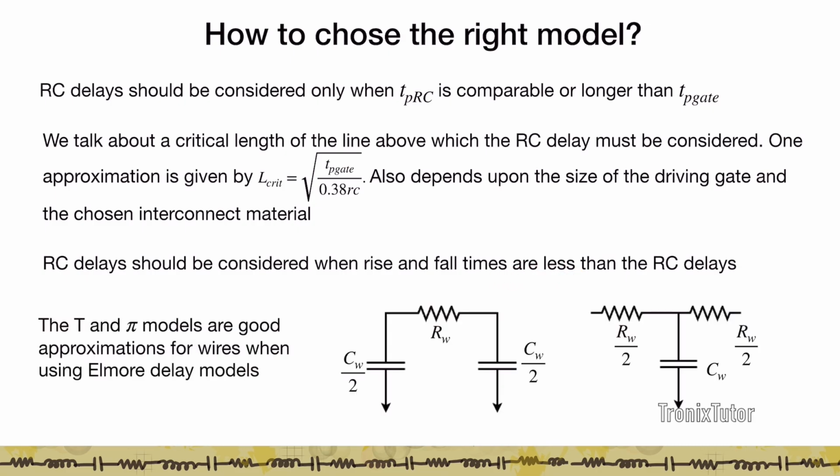Two models can be used to model the interconnect delay. They are known as the T model and the pi model. So we either distribute the capacitance at the input and the output of the wire, or distribute the resistance between the input and the output. Both of these give the delay to be roughly R_W C_W by 2, so they are much better than the lumped model that we had thought of earlier.